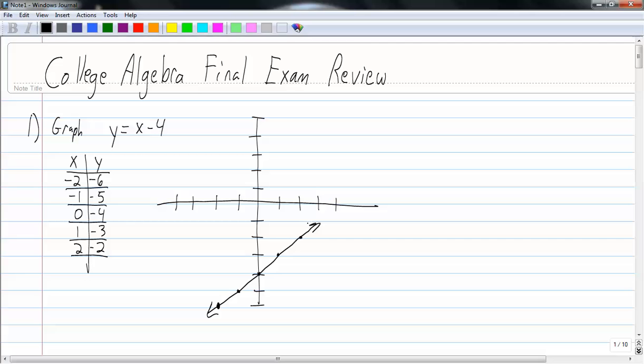Now you could extend this if you wanted to. Just keep going and going and going. You could see that my x-intercept is going to be x equals 4. So that may help you a little bit when looking for the graph. There's really only one choice that it could be though, and that is A.